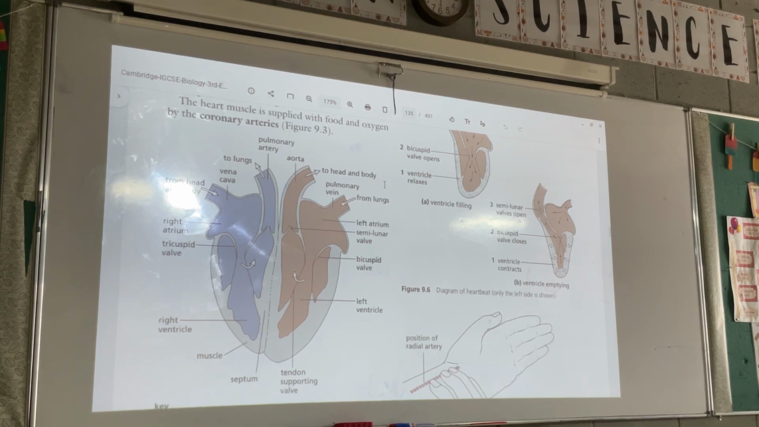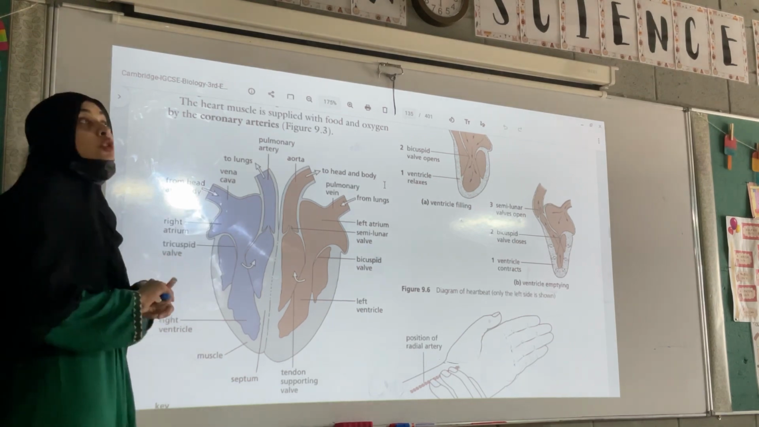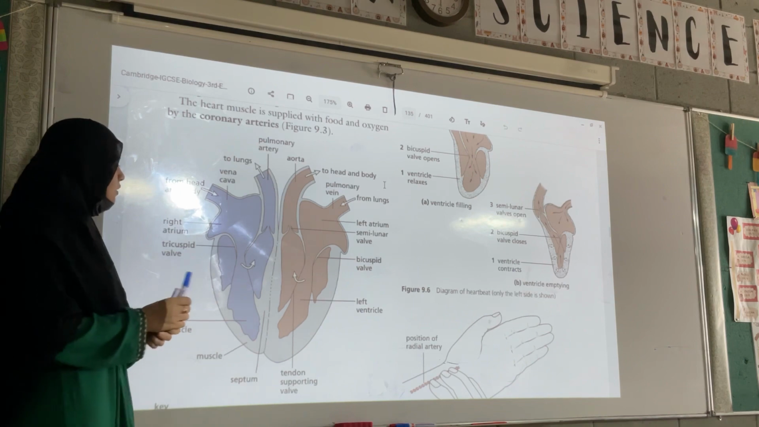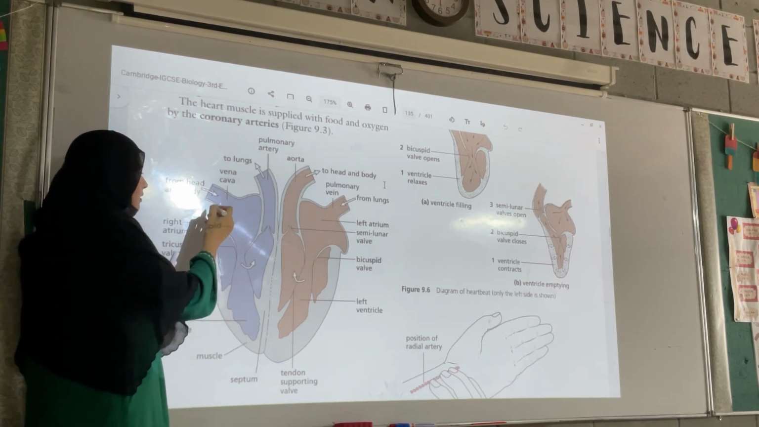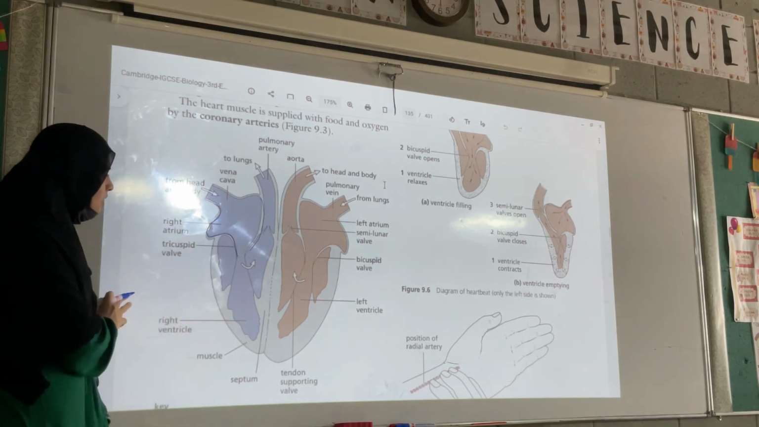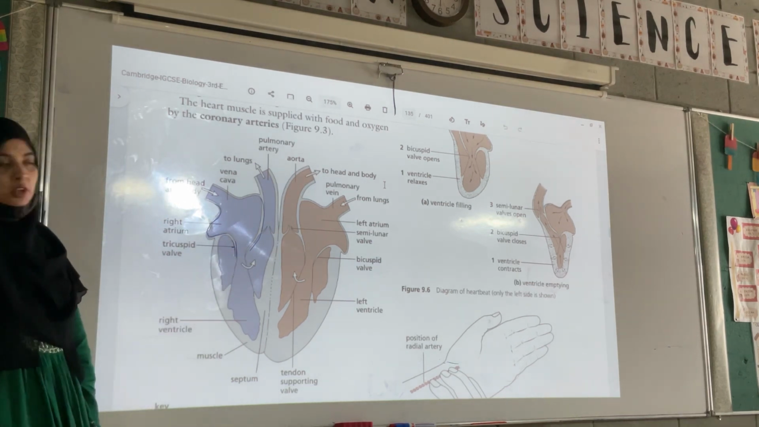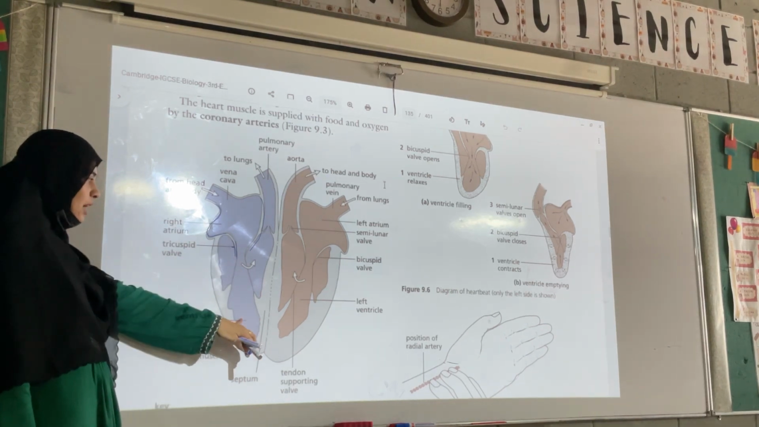Identify, and you will write down the functions of it. Okay? So everyone, look at here now. So there are how many chambers? 4. So where is the right atrium? This is the right atrium, this part. Okay? So this part shows the right atrium. And then which valve is that? This one is the tricuspid valve. So when this valve opens, blood will go to the right ventricle.